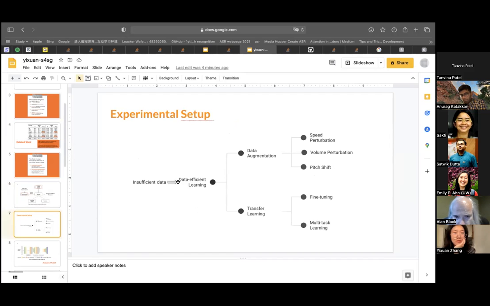So that is the experimental setup. First, we have insufficient data from non-native Dutch speakers, and we want to do data-efficient learning. So we do data augmentation and we do transfer learning. The data augmentation techniques adopted are speed perturbation, volume perturbation, and pitch shift. And within the scope of transfer learning, we tried fine-tuning and multitask learning.